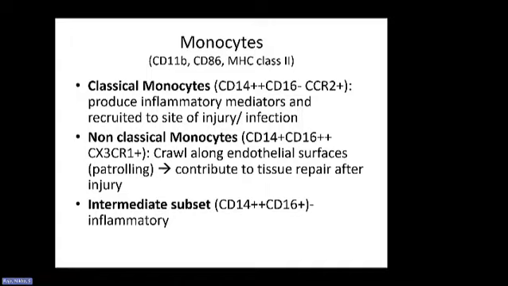They crawl along the endothelial surfaces. This phenomenon is called patrolling, and that helps in contributing to tissue repair after injury. So these are non-classical monocytes. Instead of causing inflammation, they help in tissue repair. Another intermediate set is CD14 positive and CD16 positive, is also inflammatory in nature.